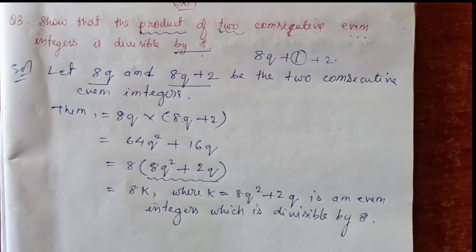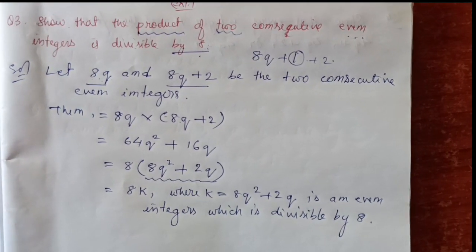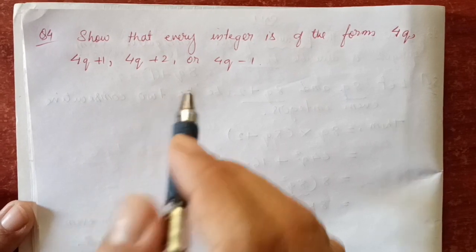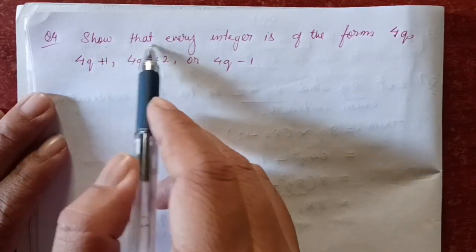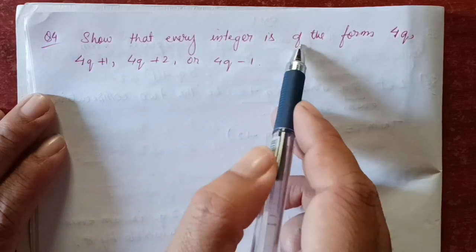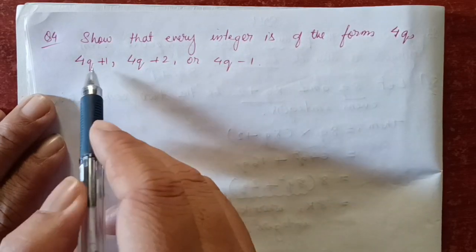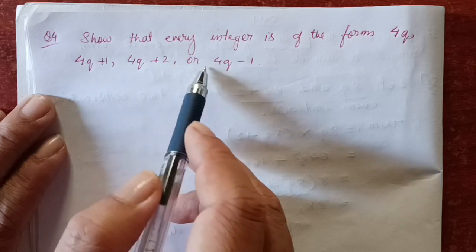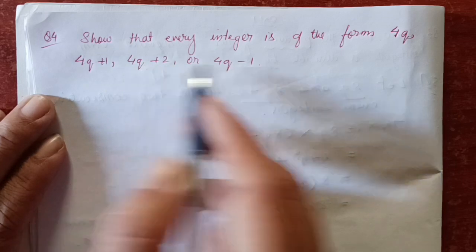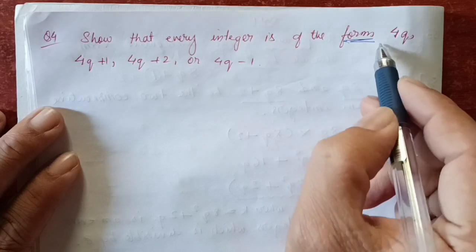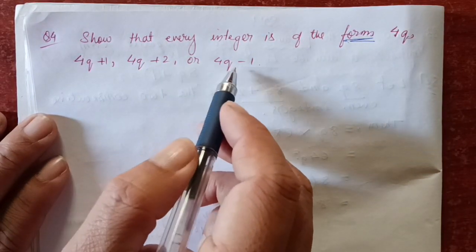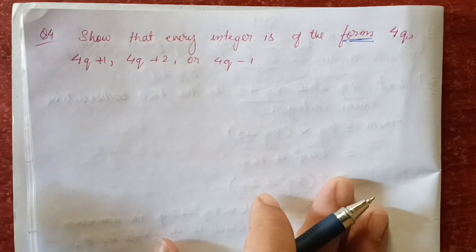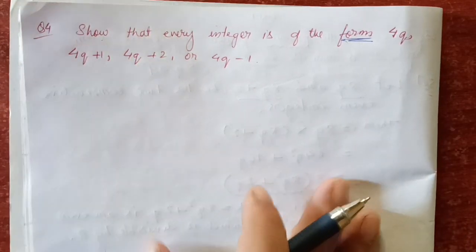Let us go to the next question again. Okay, now question number 4. In question number 4, see, every integer is of the form 4q, 4q plus 1, 4q plus 2, or 4q minus 1. Now the question already gives the forms. So when the question gives forms, remember that this question is a bit different from the previous one.